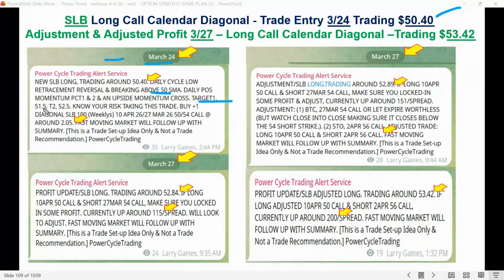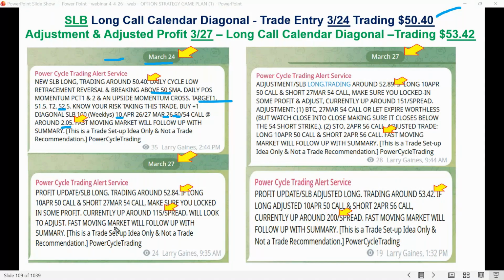Here's target 1, 51.5, 52.5. Know your risk and buy this calendar diagonal here. So it was going out by the 10 April, shorting the 26 March, 50-40 call calendar diagonal at around 205.